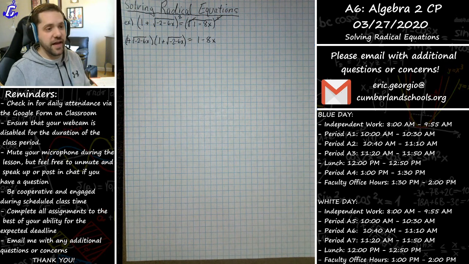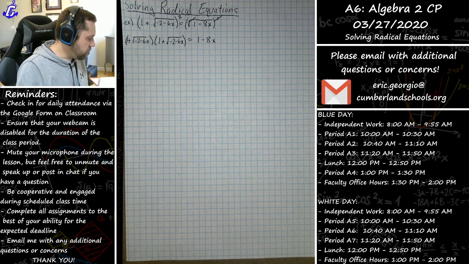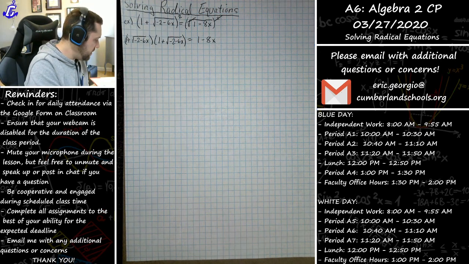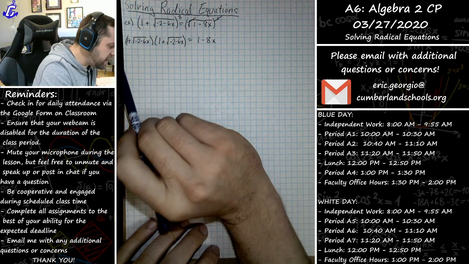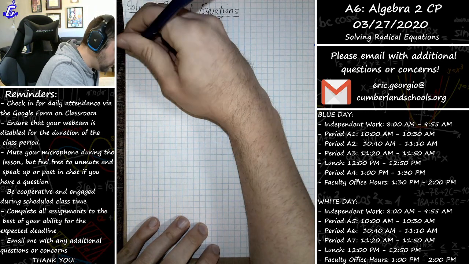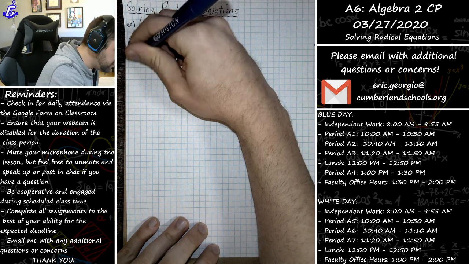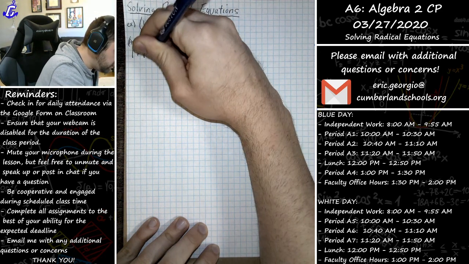Now, before you look at that and feel intimidated by the fact that we're distributing with a radical, it works just like distributing with a regular old variable. So I'm going to go ahead and do our first, outer, inner, last distributive property. 1 times 1 is 1. 1 times the square root of -2 minus 6x is the square root of -2 minus 6x.